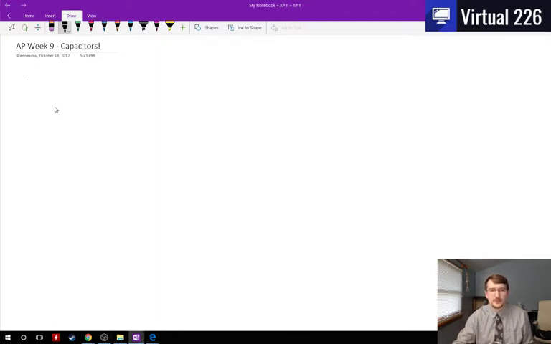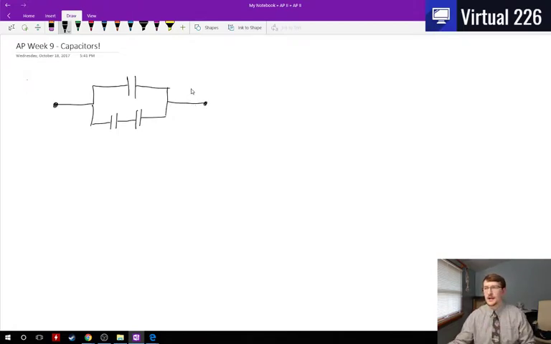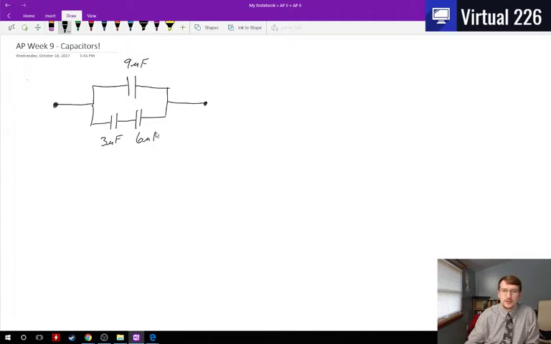Imagine that you have some circuit that branches parallel with this capacitance setup, okay? And let's give these some quantities: 9 microfarads, 3 microfarads, 6 microfarads, okay?